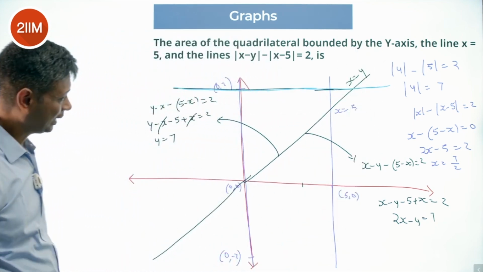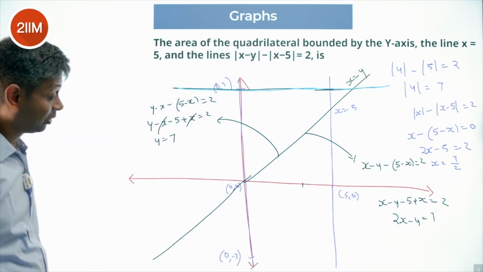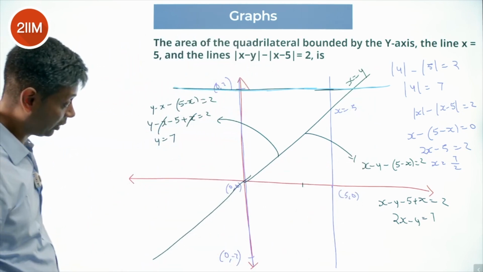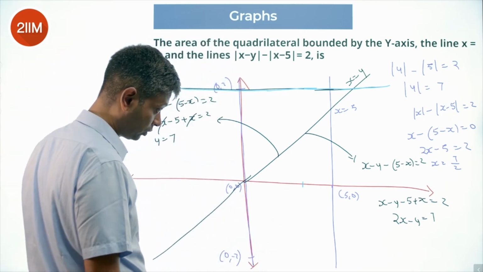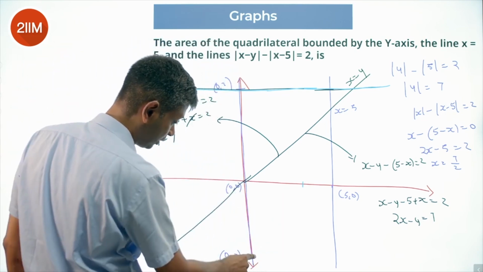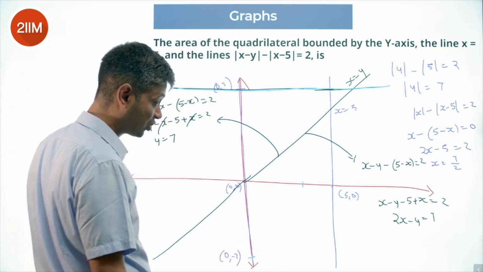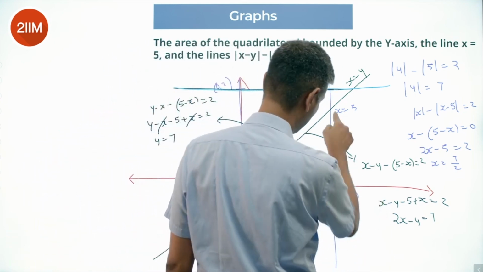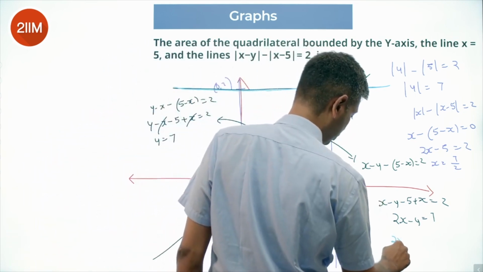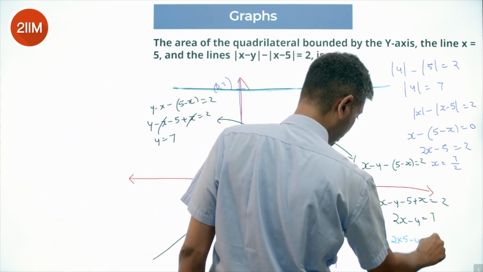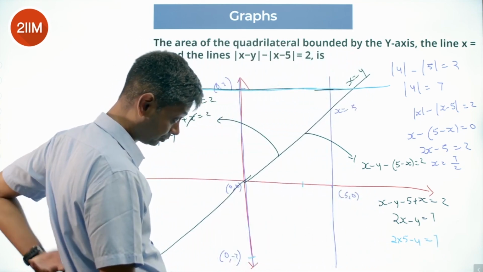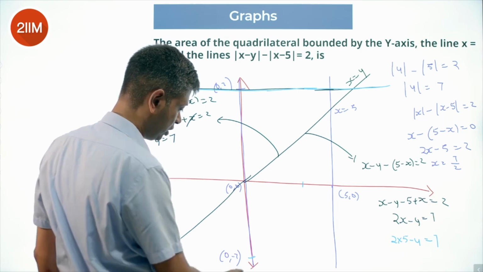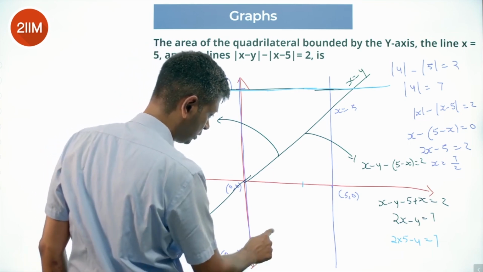Okay. And then 2x minus y equal to 7. Put y equal to 0, x is 7 by 2. Yeah, this point. Put x equal to 0, we get y equal to minus 7, this point. I'm interested in putting x equal to 5, because that's where it cuts here. 2 into 5 minus y is 7. It cuts at a point y equal to 3. 10 minus 7 is 3. So we have a line like this.